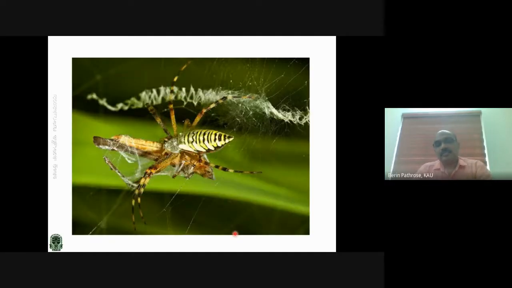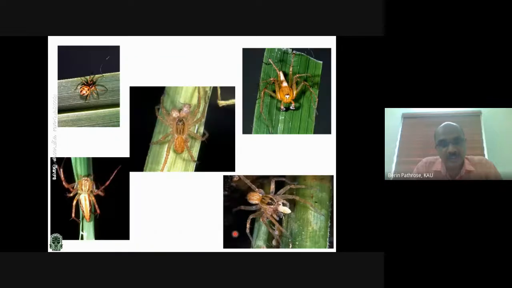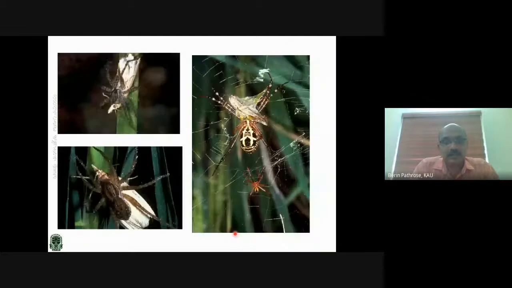See this. This is a spider feeding on a leaf folder moth. See this. I'm not a specialist in identifying spiders. There are several specialists who can easily identify the spider, the genus and the species. This is a spider feeding on BPH. This is a spider feeding on a stem borer adult. This is how a natural enemy works in the field.